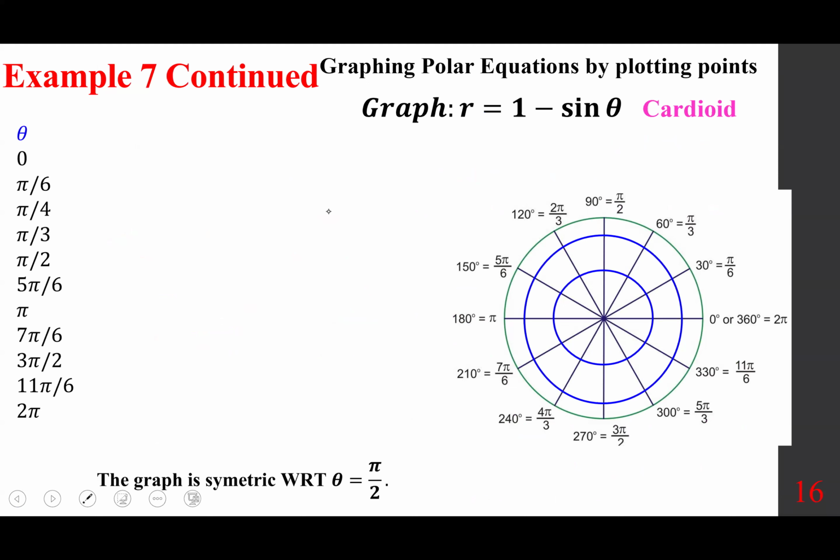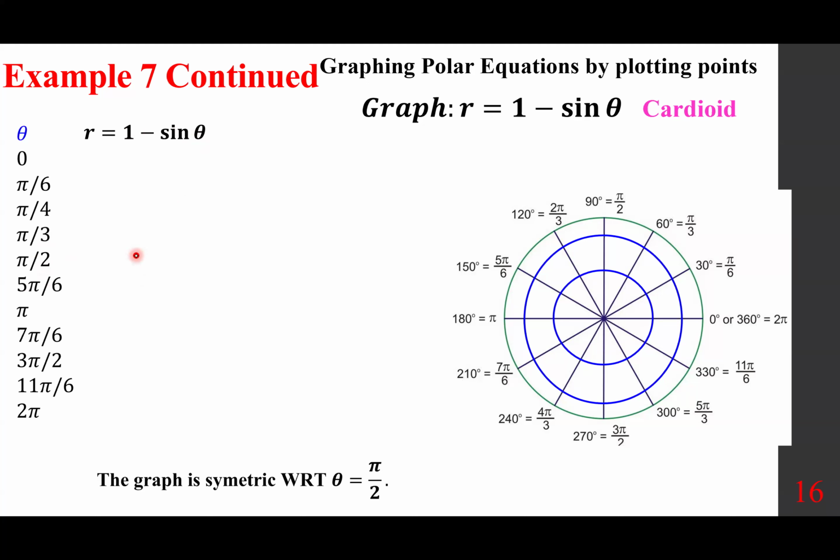For example, I know that if theta is 0, then 1 minus 0, I get 1. So I want r equals 1 minus sine theta. If I put pi, I get 1 here. If I put pi over 6, sine of pi over 6 is 1/2. 1 minus that is 1/2. Pi over 4, 1 minus square root of 2 over 2. Pi over 3, 1 minus square root of 3 over 2. Pi over 2, 1 minus sine of pi over 2 is 1, 0.